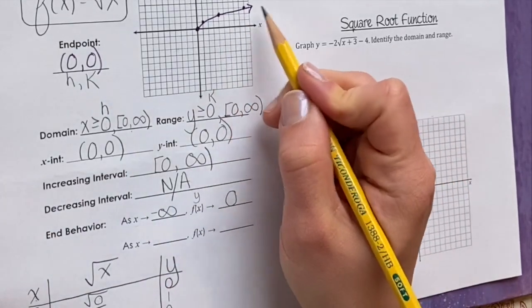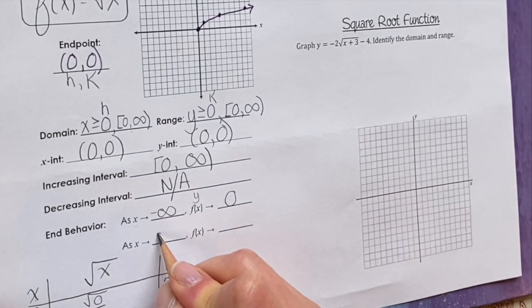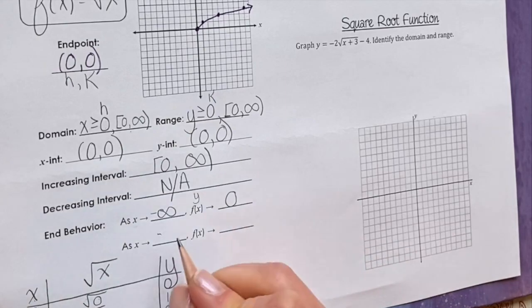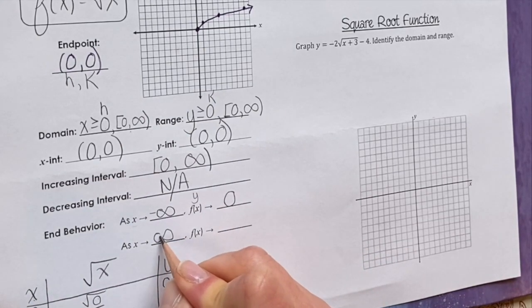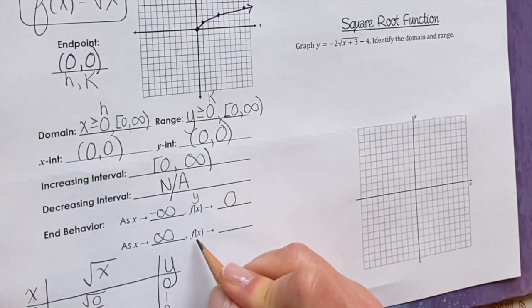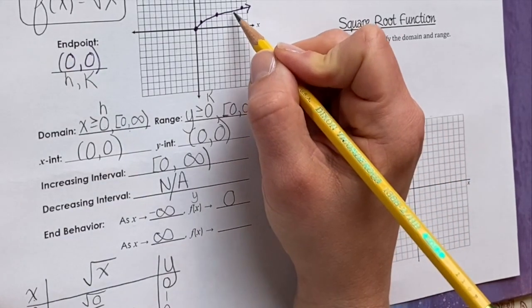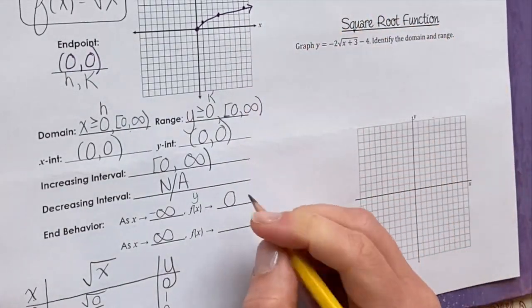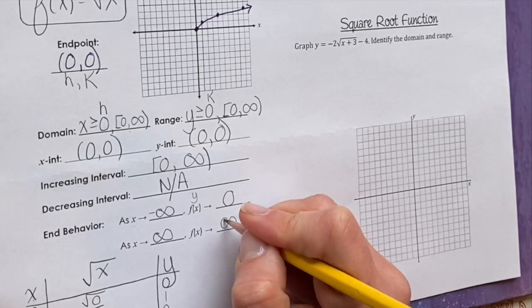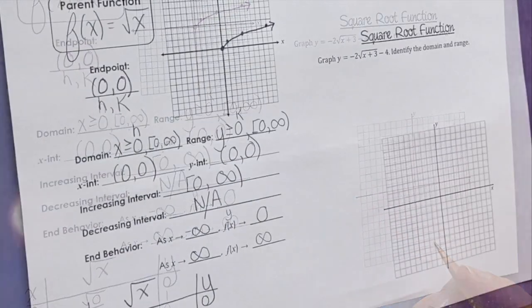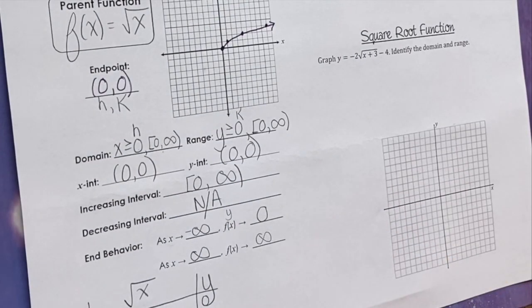So as we are going to the right, as x is going to positive infinity, our y values are continuing up higher and higher. So here they are going to positive infinity. Okay, so that is the parent function of the square root family.